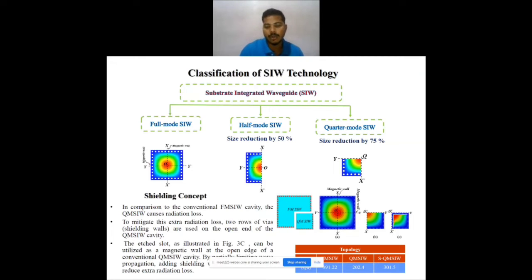Both you can do. One more good point is the quality factor point of view. If you compare full mode SIW, quarter mode SIW and shielded quarter mode SIW, you can see full mode SIW 391, quarter mode SIW 202, and shielded quarter mode 301. So here you can see that 33% extra you can achieve from quarter mode to shielded quarter mode SIW.